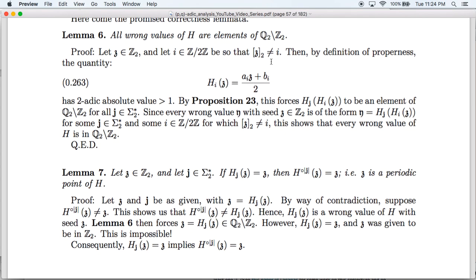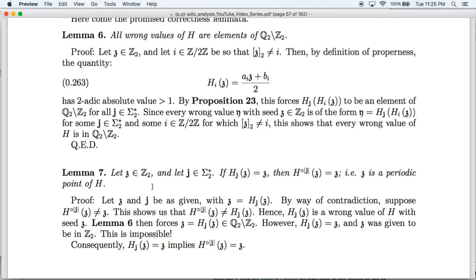Now we have the next lemma, which says: let Z be a q-adic integer and let bold J be a finite string. If bold J is correct, that is, if H bold J of Z is equal to Z, then H is correct. So if H bold J of Z is equal to Z, then applying H length-of-J times to Z also fixes Z. That is, Z is a periodic point.